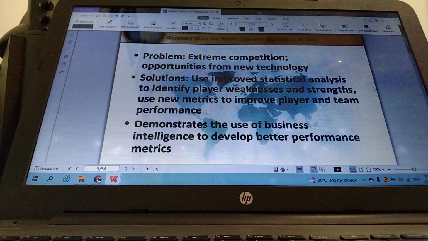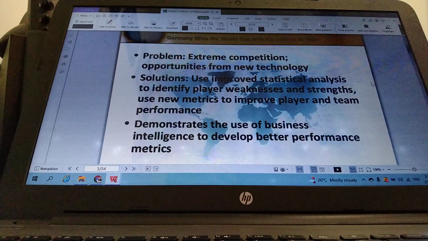As usual, we are given one problem here to be discussed. It is related to the country Germany, where Germany wins the World Cup with big data at its side. So let's see what the problem is. The problem is extreme competition and opportunities from new technology. So there is extreme competition from other service providers or technology providers, and also there are too many new technologies.